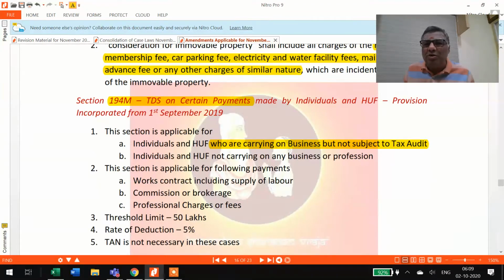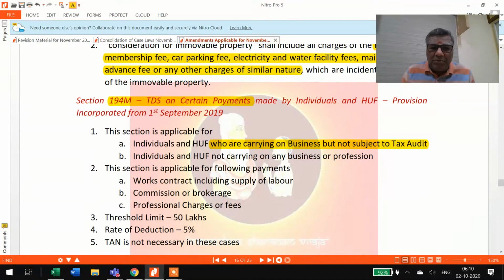I don't want to penalize them. Okay, they are small taxpayers, so I want to give the exemption. So now in 194M, I am trying to bring them also, who are carrying on business but not subjected to tax audit.